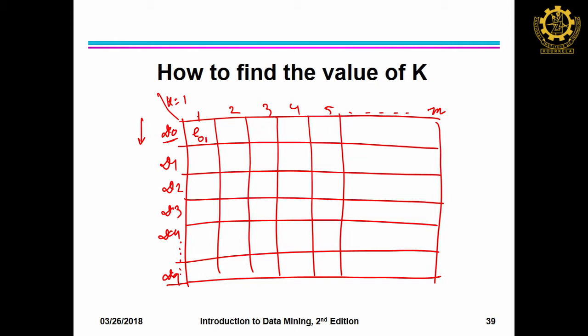Similarly, for k equal to 2, the error on the same validation set will be E 0 2. Similarly, this will be E 0 3, E 0 4, E 0 5 and so on, and then the error on validation set 0 and k value m. When D 1 is considered as the validation set, the error is noted for block 1, and for k value 1 this will be E 1 1, this will be E 1 2, E 1 3, E 1 4 and then E 1 m.